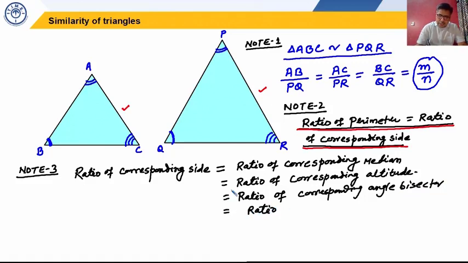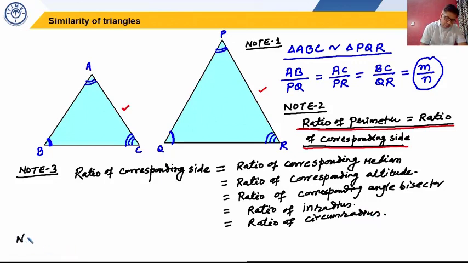If the ratio of corresponding side is m is to n, the ratio of inradius is also m is to n is equal to ratio of circumradius, etc. Everything remains in the same ratio except the area. This is note number 4, you can say.